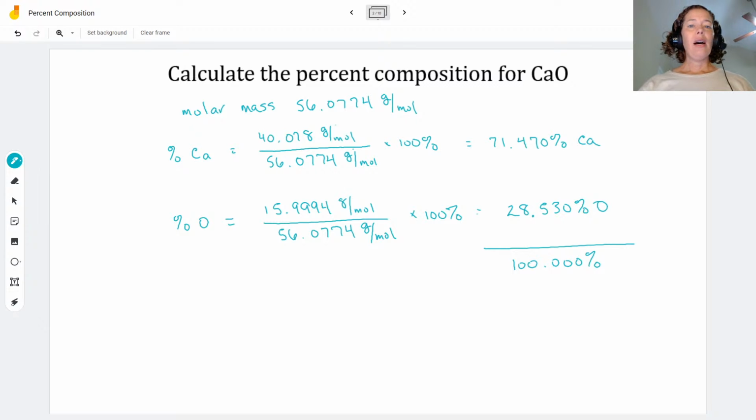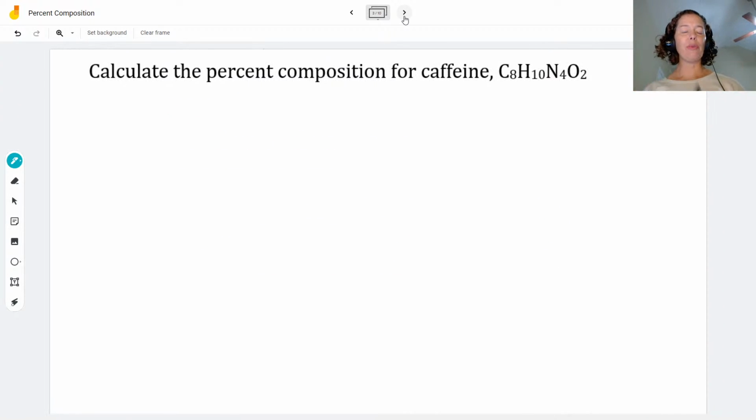All right, on to our next percent composition. Again, the first few problems, we're just calculating the percent composition, and then we'll go the other way in just a bit. So this one, we're going to again calculate the percent composition. We've got a new molecule. This is actually caffeine, C8H10N4O2. We want to calculate the percentage of carbon, the percentage of hydrogen, the percentage of nitrogen, and the percentage of oxygen. The first thing we need is the molar mass of caffeine.